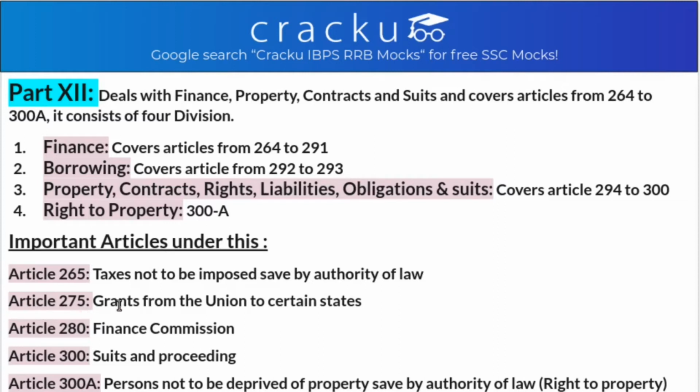Article 275 says grants from the union to certain states. Article 280 says finance commission. So this is important. Remember, finance commission comes under article 280. Article 300 is suits and proceedings, and article 300A, as said earlier, is right to property. It says persons not to be deprived of property save by authority of law.